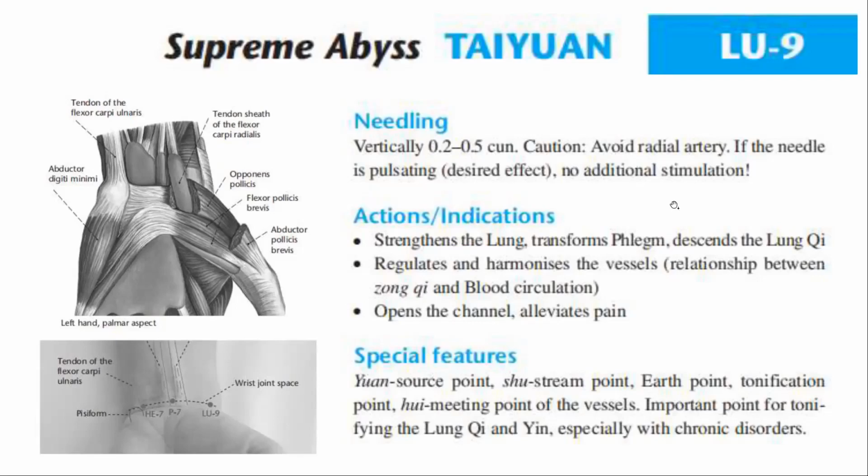For the action and indication, Lung 9 strengthens the lung, transforms phlegm, descends the lung qi, regulates and harmonizes the vessels, and the relationship between song qi and blood circulation. Lung 9 opens the channel and alleviates pain. For the special features: Yuan-Source point, Shu-Stream point, earth point, tonification point, meeting point of the vessels, important point for tonifying the lung qi and yin, especially with chronic disorders.